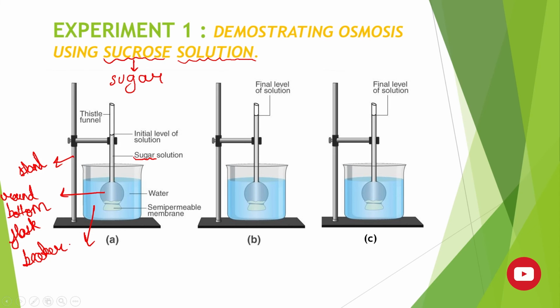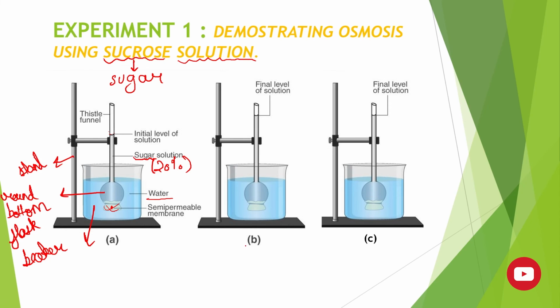The beaker consists of water, and the bottom of the round bottom flask is covered with, that is sealed with, a semi-permeable membrane. Inside the round bottom flask we have taken sugar solution. This sugar solution is 20% sucrose solution, that is, it has 20% of the solute in the solution. And then this is the initial level of solution.